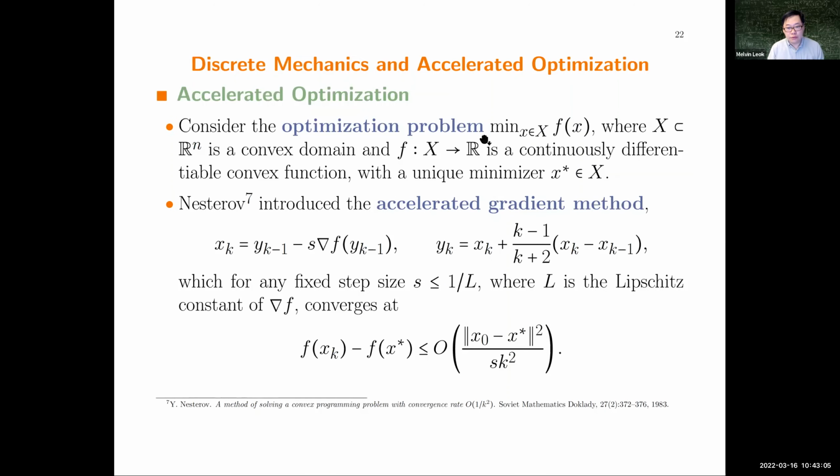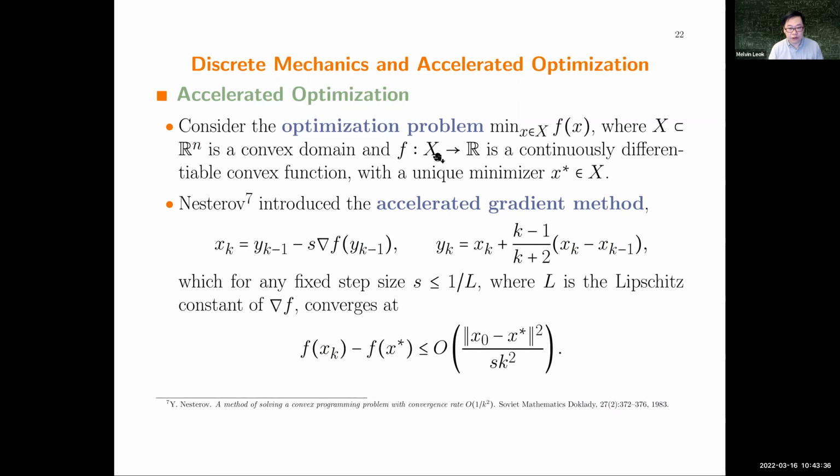Okay, so let me now switch gears slightly, but I will circle back and you can see how it's connected. I'm going to talk about accelerated optimization, and one motivation for studying optimization problems is that many learning algorithms can be viewed as optimization problems on the space of probability distributions.